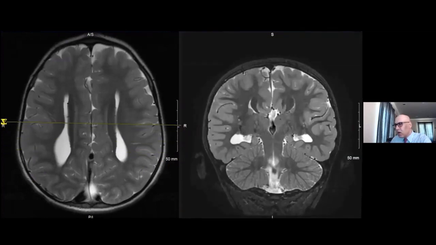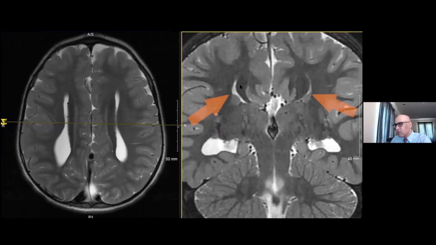And on this coronal image, along the medial aspect of the parallel body of the lateral ventricles is this white matter bundle known as the Probst bundles, which are anterior-posteriorly directed fiber bundles that are fibers that were intended to become commissural fibers traversing the midline through the corpus callosum.